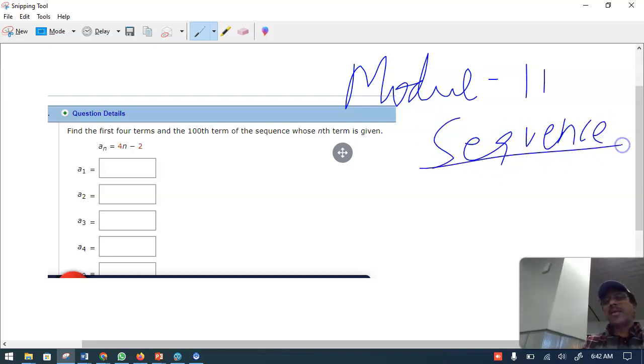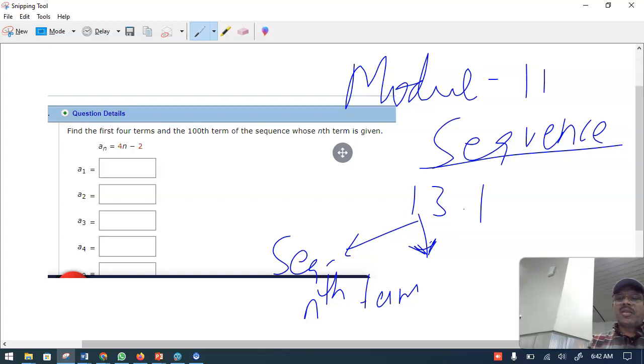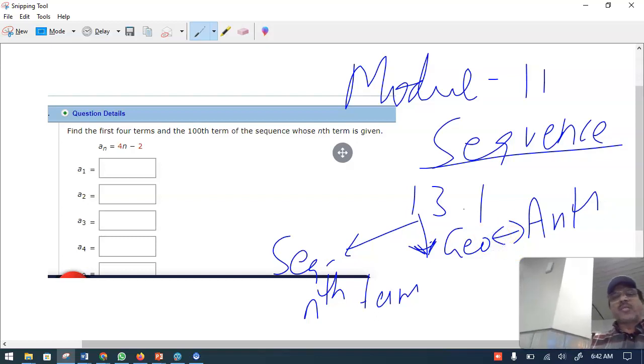So I'll try to catch up with 13.1, which deals with sequences, then the nth term, and how to find the terms of a sequence. We will see the geometric sequence or arithmetic sequence, and also sequences that may not be geometric or arithmetic. At each stage we will see how to use the graphing calculator to figure this out. So the first problem is the very first example.